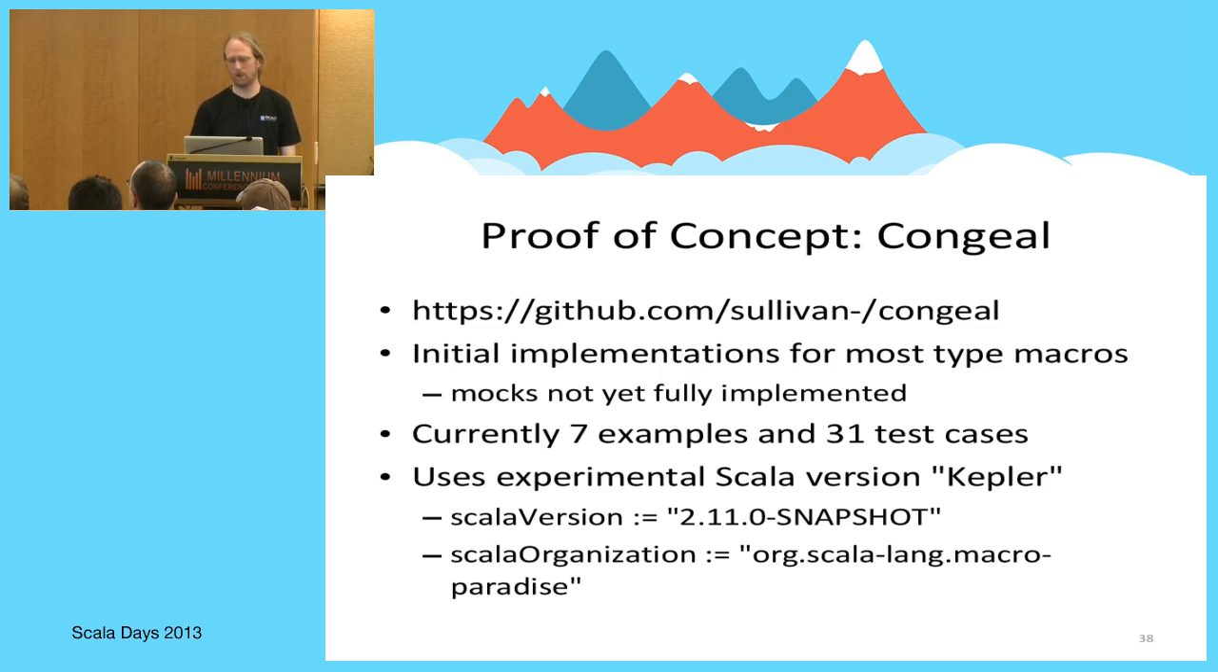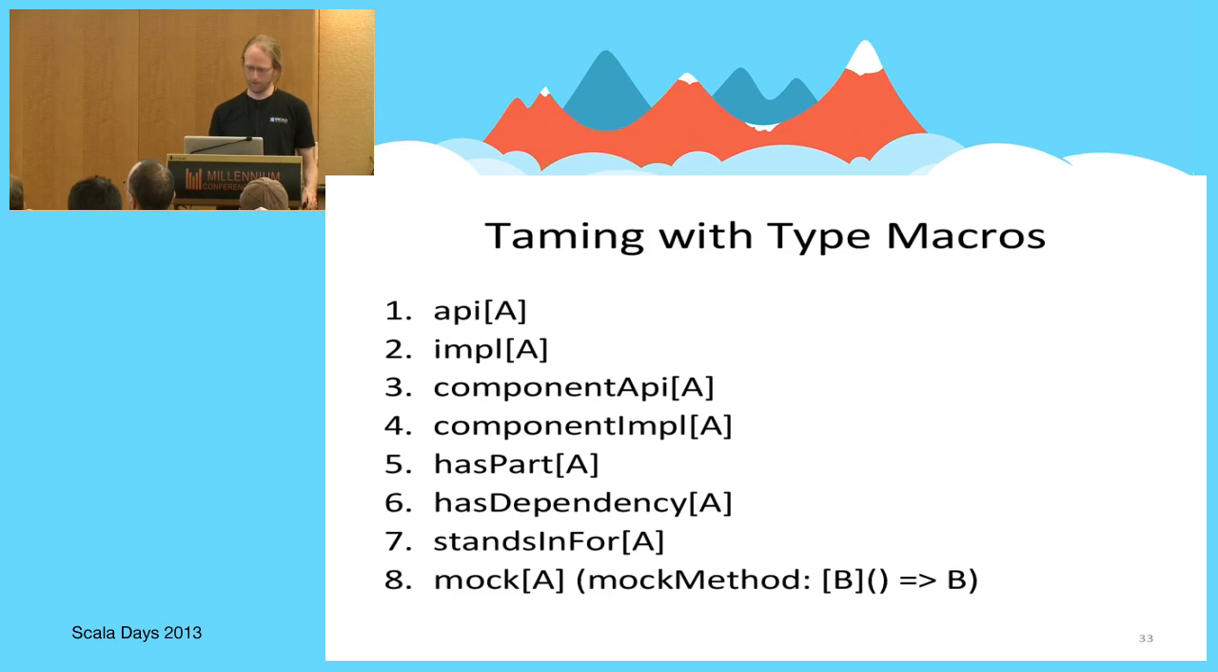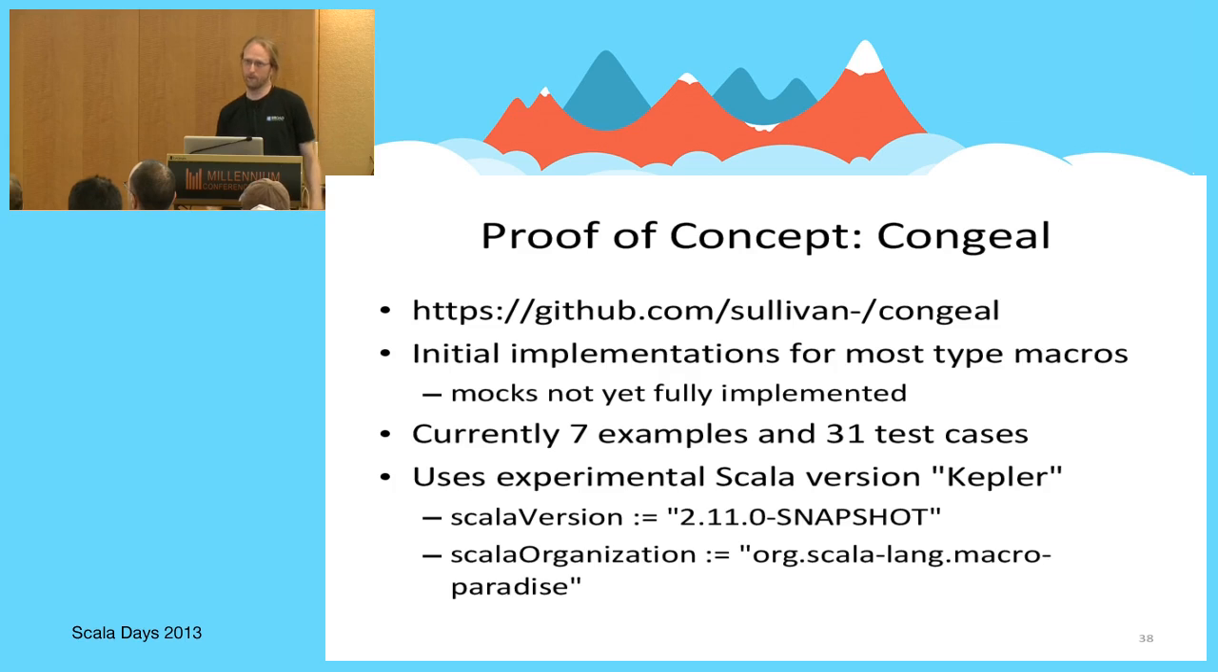So this is proof of concept. These work. I have most of the macros I've shown here implemented, except for the last one, mock. I have a version that works for easy mock that I just still need to generalize. You can check out the source code on GitHub. If you do, I recommend you start at the Congeal Examples project, which will flesh out examples similar to the ones I'm showing in these slides.